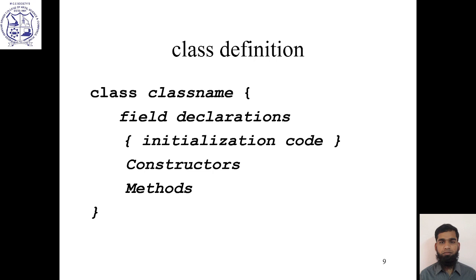How do we define a class? Class is a keyword. After that, we write the class name. Whenever we write a class name, we should use camel casing. Then come field declarations, initialization code, constructors, and methods.